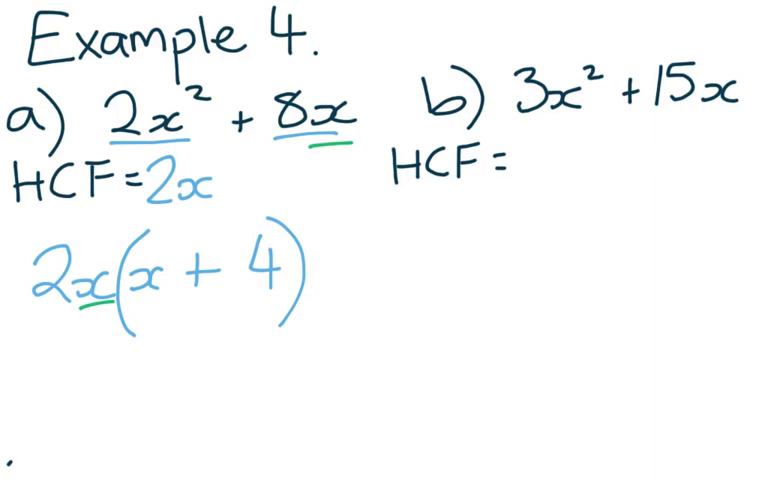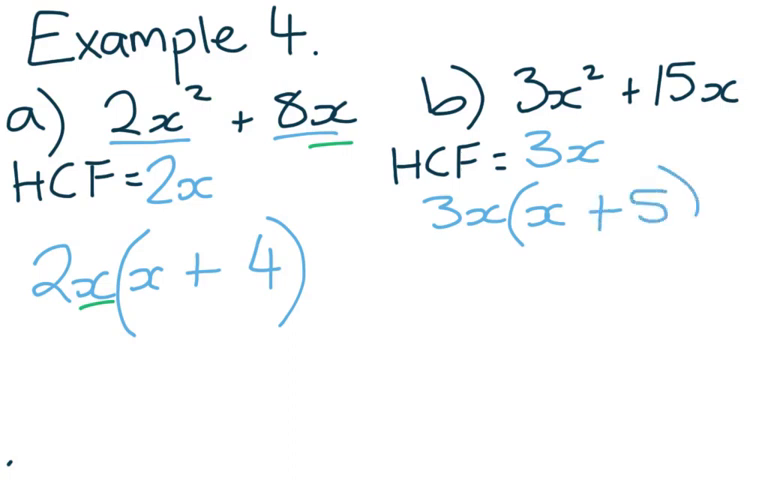So then for part B, 3 and 15, what number goes into 3 and into 15? Well, 3 does. Then we look for the X's, and we can see there, so we can take the X out, 3X out the front. And again, we're just going to multiply by X for that first term, plus 5 to give you that one there. I am just going to do a third one for you, similar to the one above.